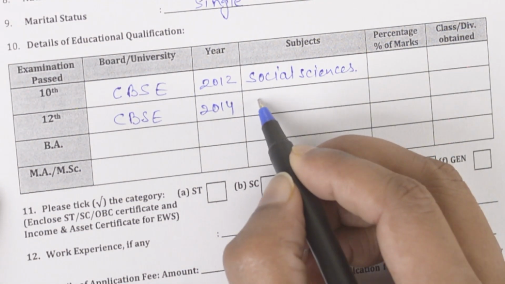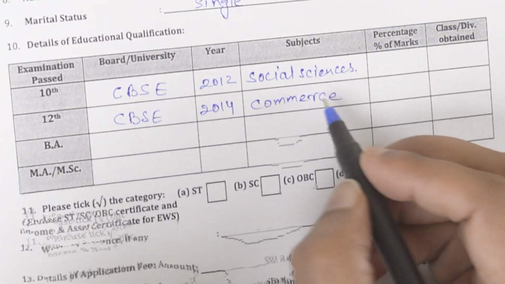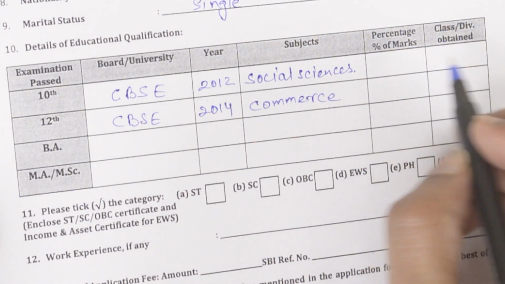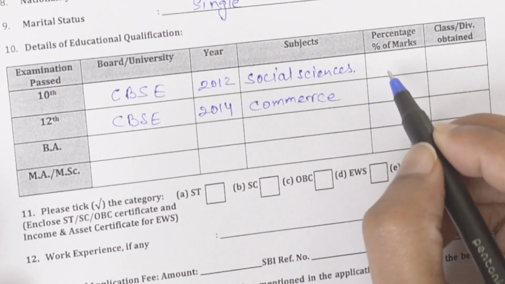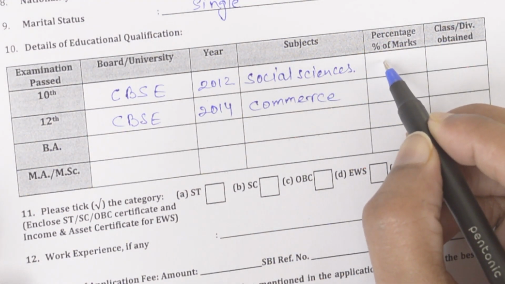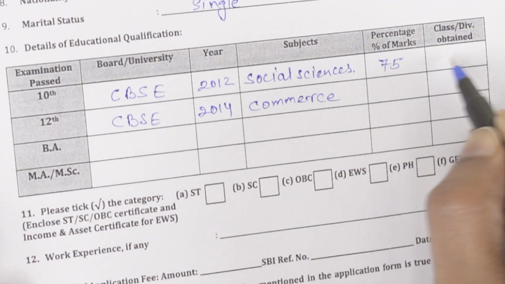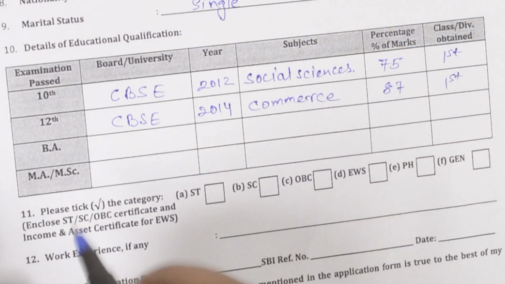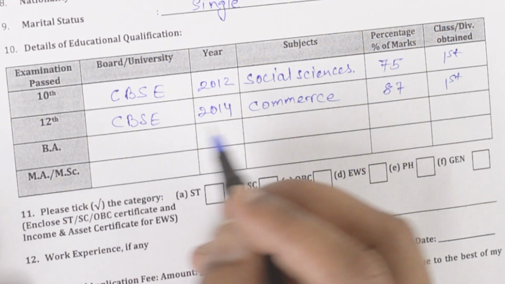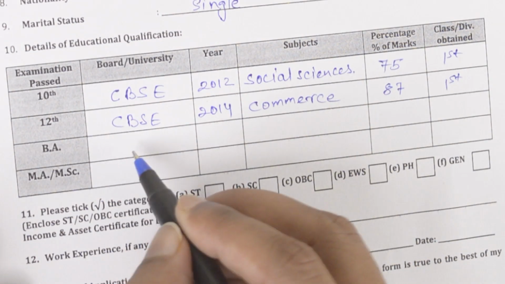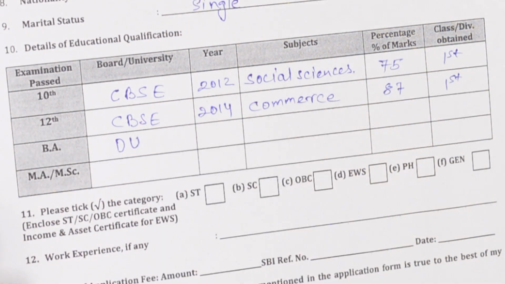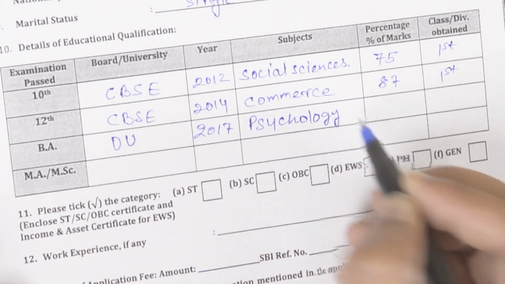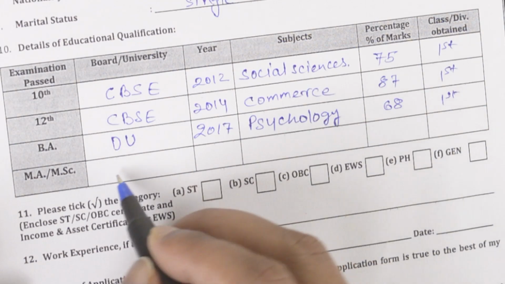And in 12th, next is percentage of your marks you obtain in your 10th and 12th, and division, that will be first. Now your bachelor's, BA or BSc, whatever you have completed, so mention here. Next is your master's.